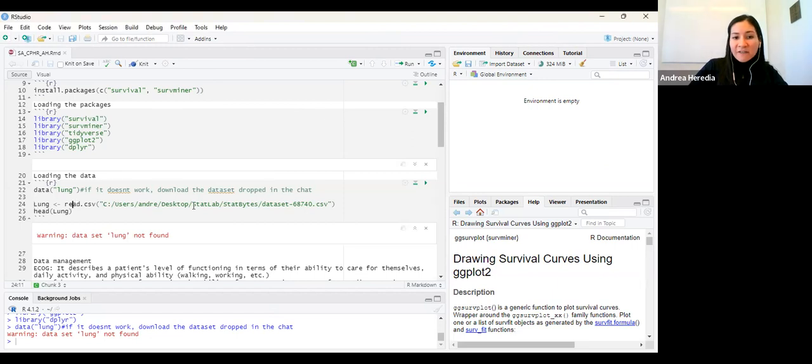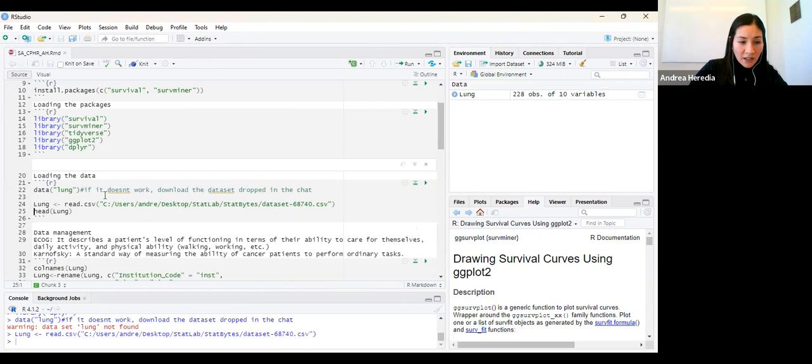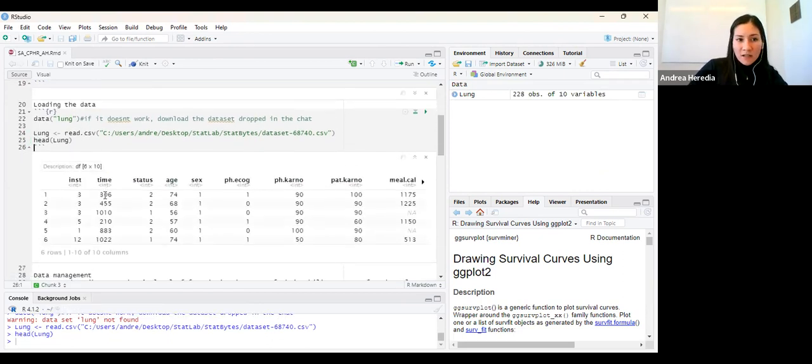So I've already saved it in one of my files. I'm using the command read.csv because it's a CSV file. And I go ahead and load my data. Any questions so far?